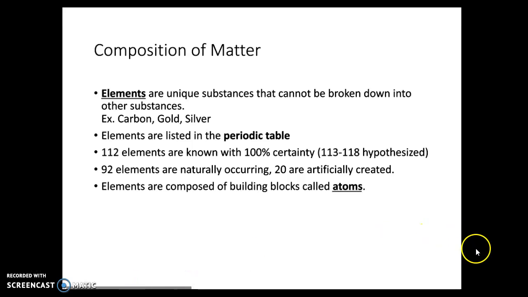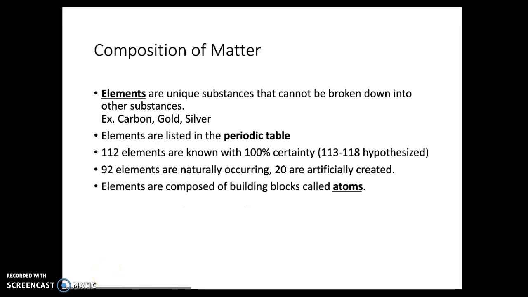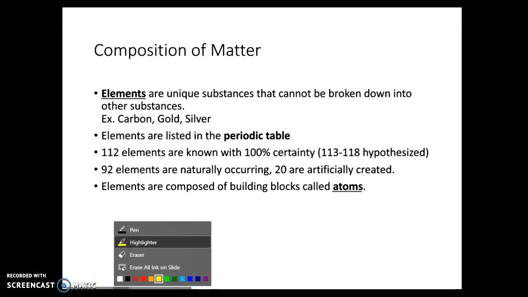All right, so this is a continuation of Chapter 2 notes, Part 1. So this will be Chapter 2 notes, Part 1.2.